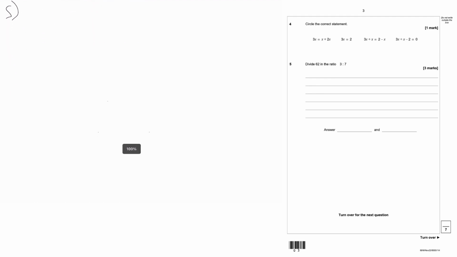So moving on to question 5, and we're asked to split 62 in the ratio 3 to 7. So what we're going to do here is we're going to divide 62 by 3 plus 7. Now what this is going to do, this is going to tell us what 1 unit is equal to. So the ratio is 3 to 7, so there are 10 parts or 10 units within this ratio. We want to know what just one of those units are. So when we do this, we have 62 over 10, which is 6.2.